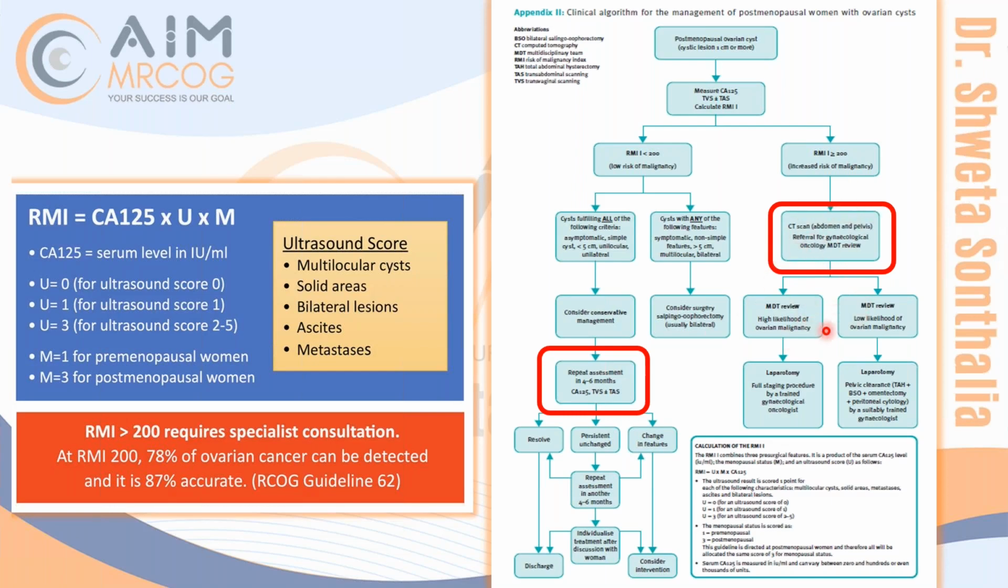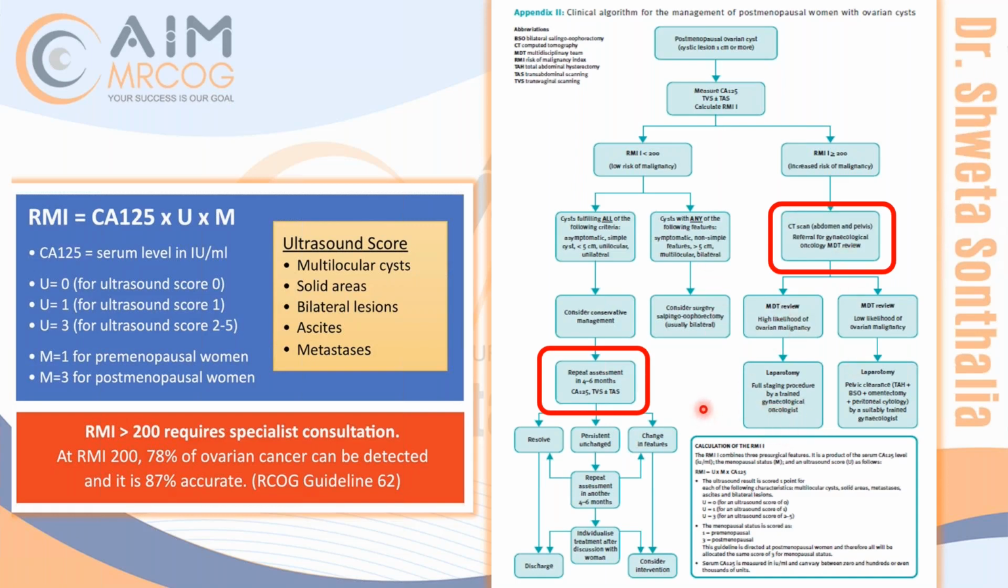Then it will be MDT review, and if it is high likelihood of malignancy, then it will be laparotomy with full staging. If it is low likelihood of malignancy, then it will be laparotomy with pelvic clearance, which is TAHBSO, omentectomy, and peritoneal cytology by a trained gynecologist. So if low likelihood, directly they are doing everything, treating by TAHBSO by a suitable gynecologist. But if it is high likelihood of malignancy, then full staging is what is needed by the oncologist. So this is very important.